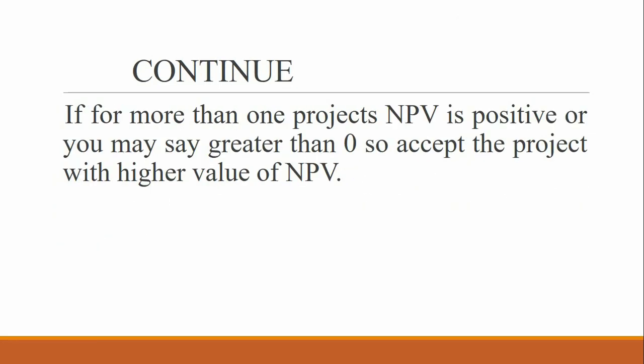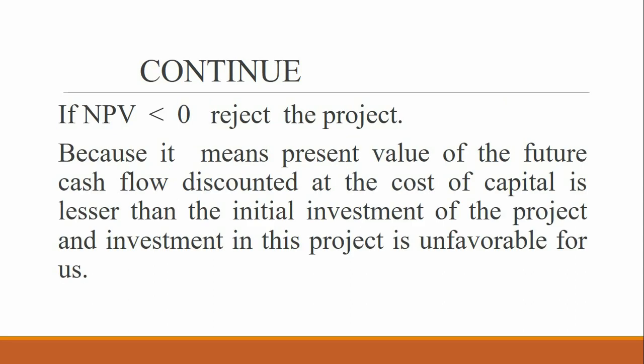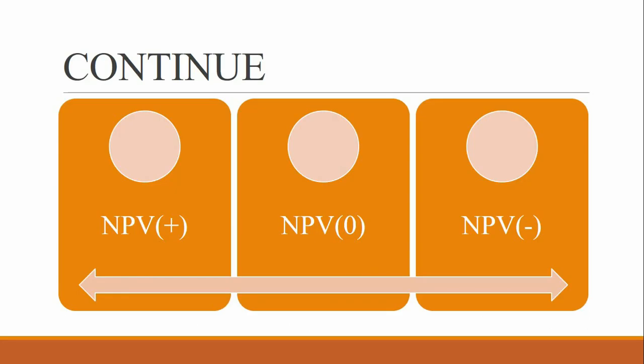If we are receiving positive NPV for more than one project, we should accept the project that has the higher value of NPV. And in case the NPV is less than 0, it means NPV is negative, our initial investment is higher than what we are receiving. So the project is not favorable and we should reject the project. So this was about the NPV.